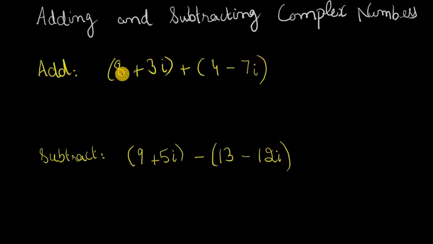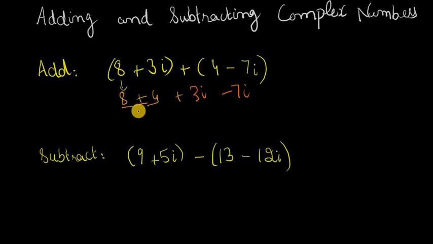So let me just write down the real parts. We have 8 here plus a 4 here. And then we have the imaginary parts. Let me write those in a different color. We have a 3i here and a negative 7i here. And so let me just add each of those.